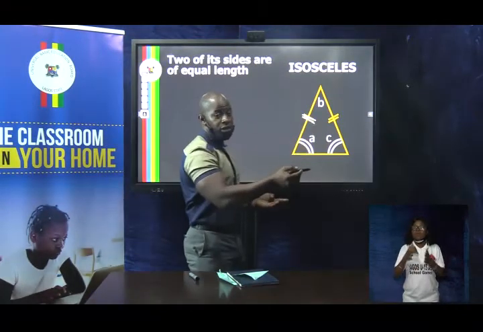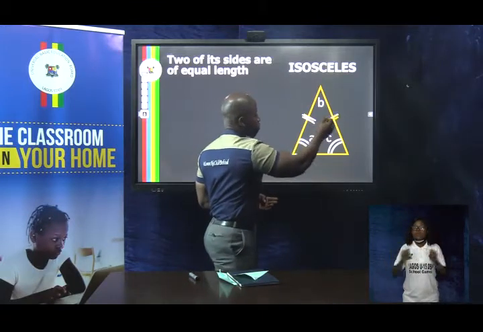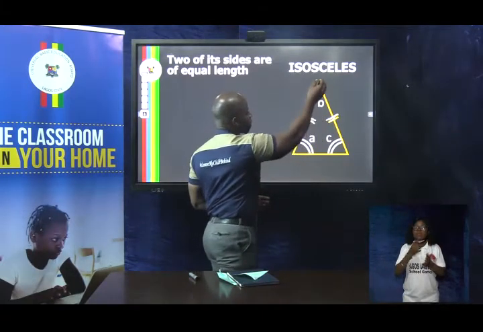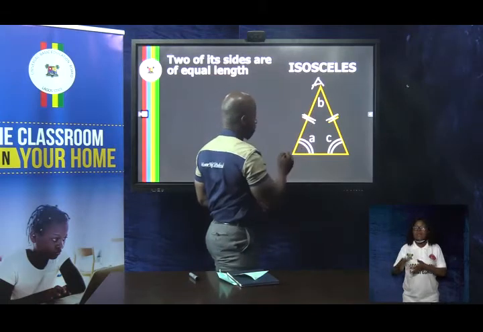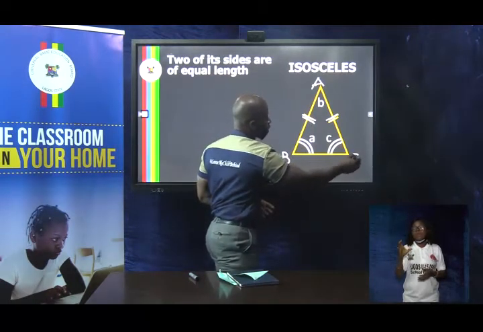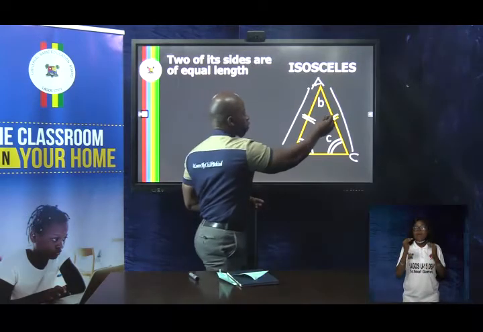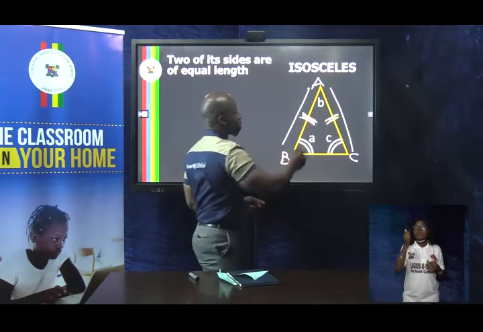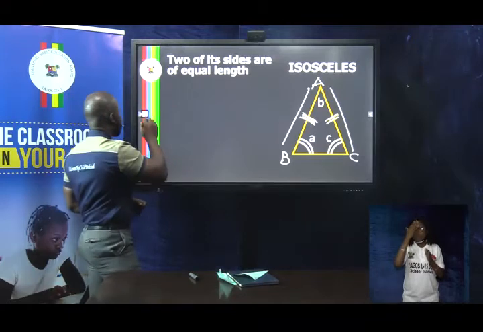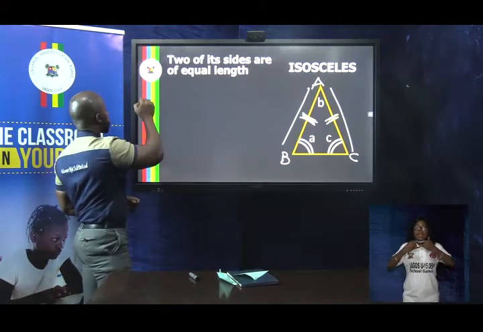So when you see markings like this on a triangle, it means that the two sides, if this is A and this is B and this is C, then line AC and line AB are equal. That's why we have the same markings for them. Let's look at another property.